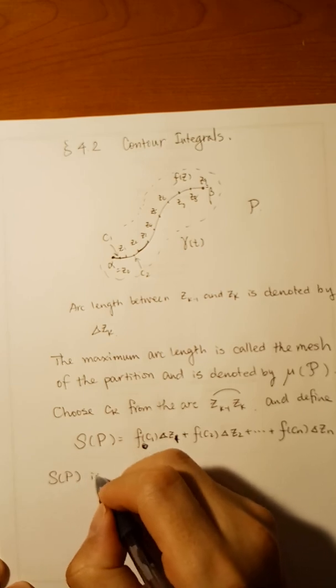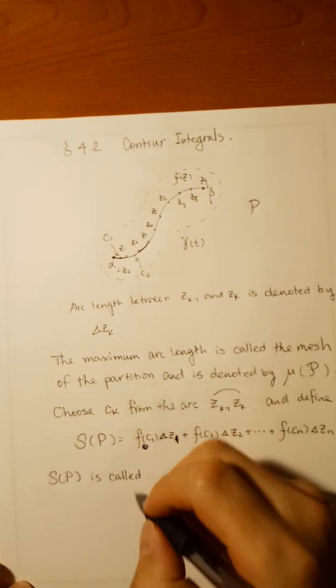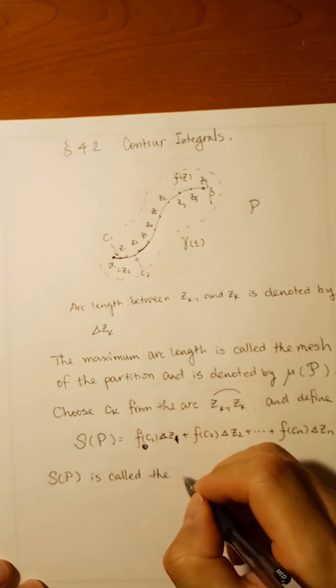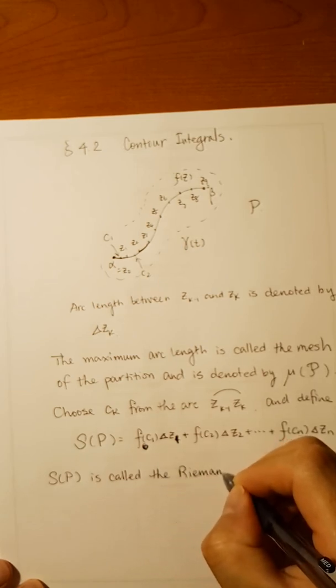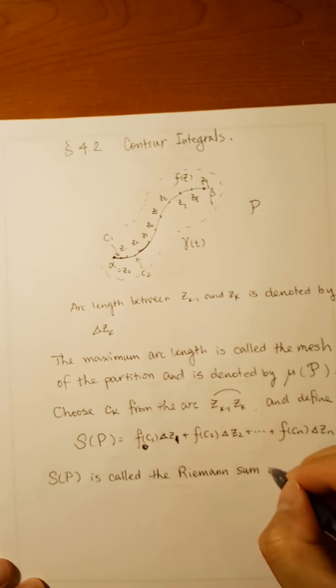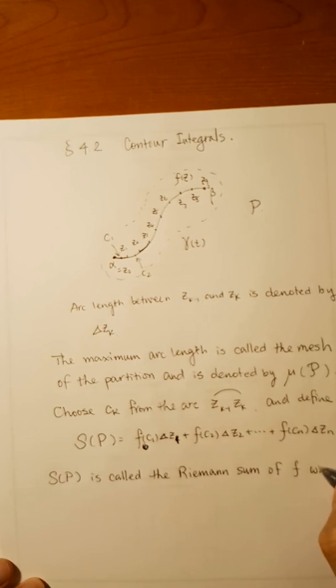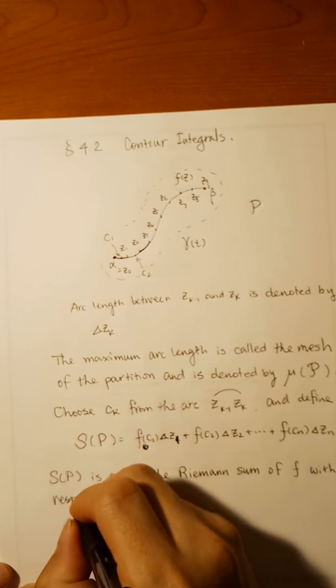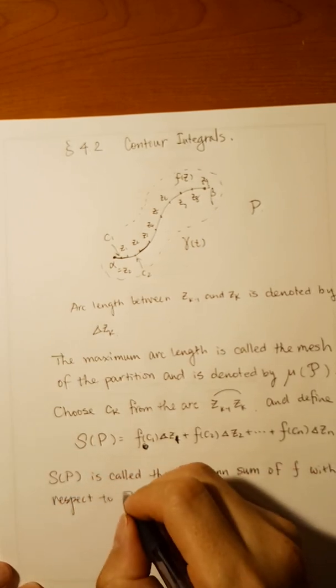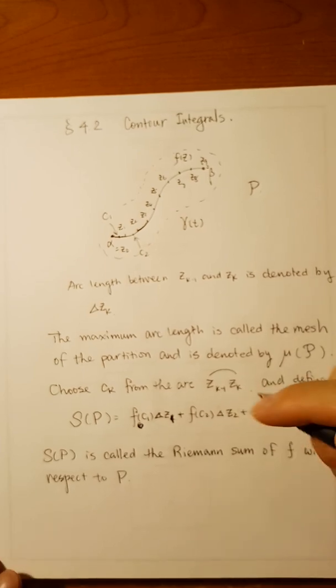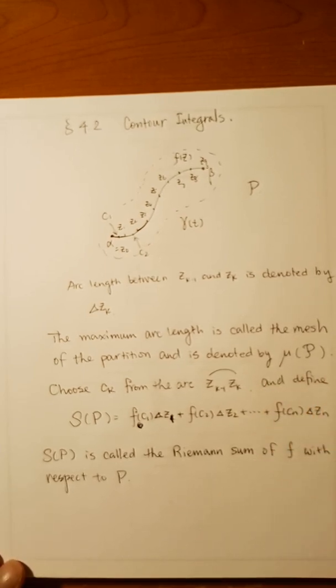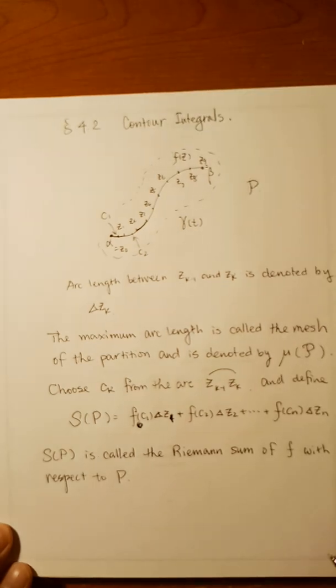S of P is called the Riemann sum of f with respect to the partition P. Okay, so that's the Riemann sum of the function with respect to the partition P. And then we have a similar definition to calculus. We're talking about the integral along the curve gamma.